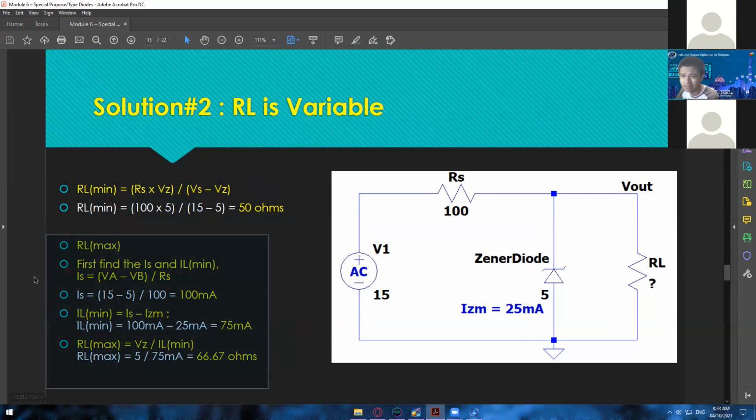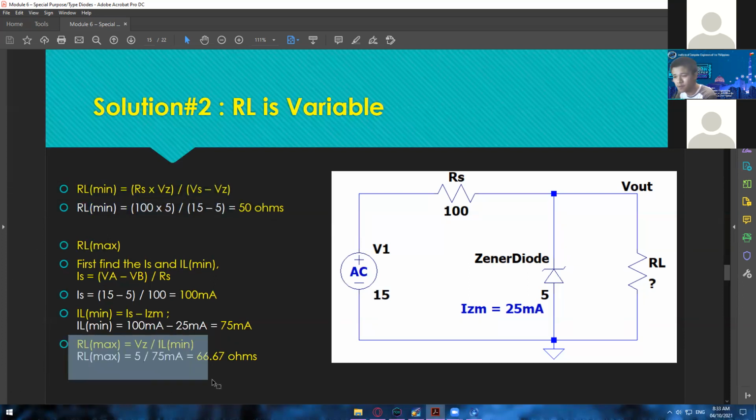So that completely depends too. Whatever is given, you can start with that, and then just go along with it until you are able to find the value of RL min and then the value of RL max. This one is kind of tricky, since all you really need to do is memorize the formulas for the RL min and the RL max, but for the IS and the IL min, they are still the same.